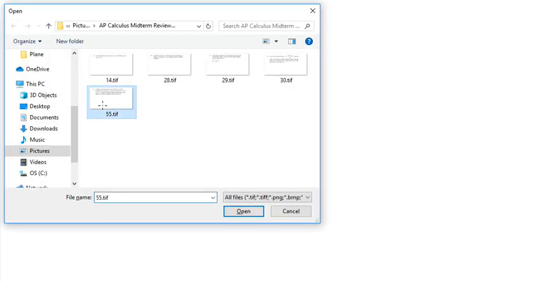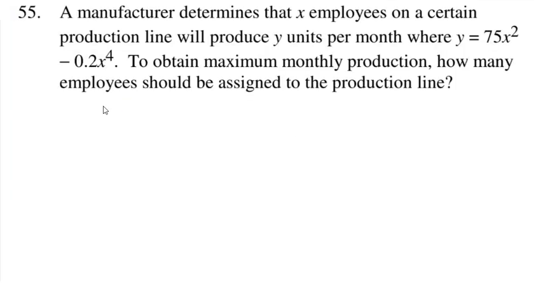And we have one more. This one's a word problem. Now, please note that I'm going to assume that this would be a calculator problem on the test because you are dealing with some pretty nasty numbers for calculation here. So basically, if the manufacturer determines that X employees on a certain production line will produce Y units per month, to obtain maximum monthly production, we want to find dy dx, and we want to set that equal to 0 using the first derivative test.